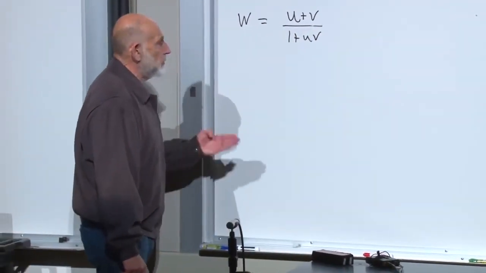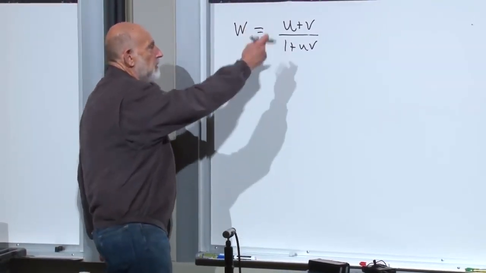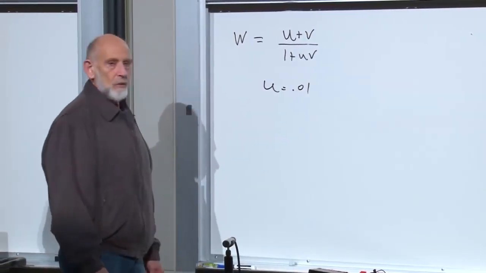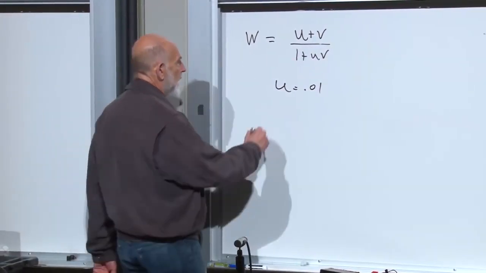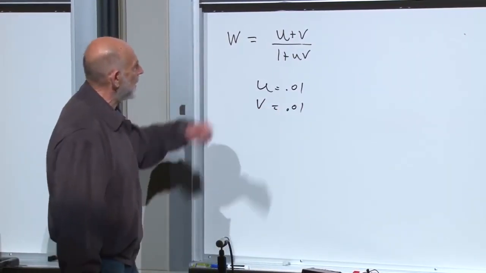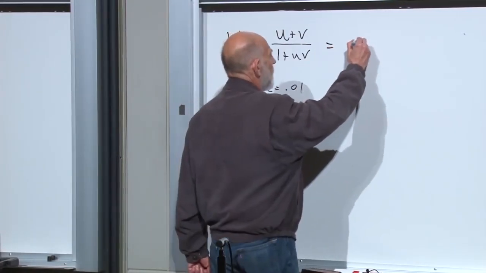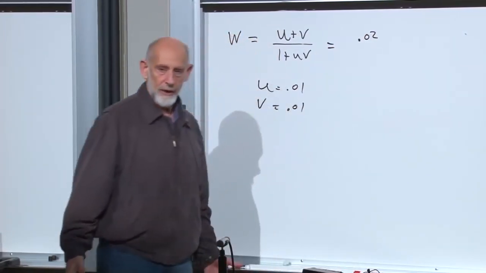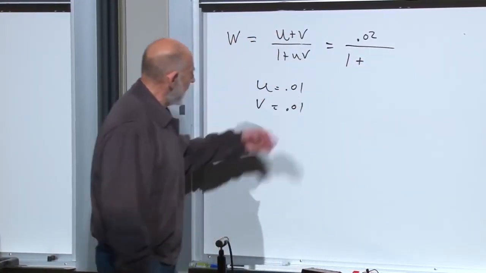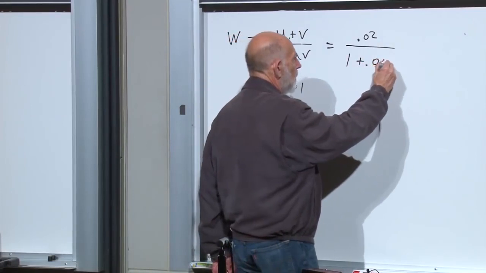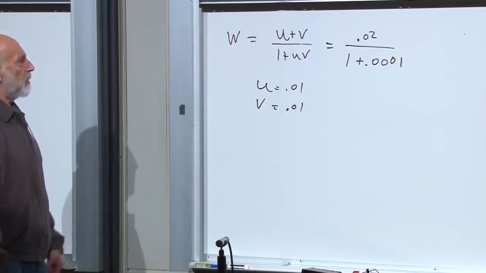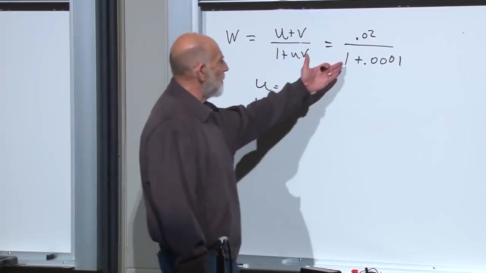So if u and v are measured in units of the speed of light, and let's say, for example, supposing u is equal to 0.01, 1% of the speed of light, and let's say v is also 0.01, they're both 1% the speed of light, then this turns out to be 0.02, that was what Newton would recognize, divided by 1 plus, and now uv is 0.0001. Did I do that right? Yeah. And 0.0001 is a very small correction.